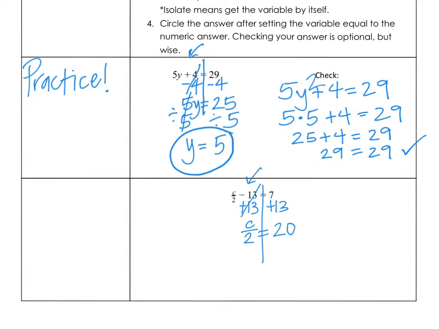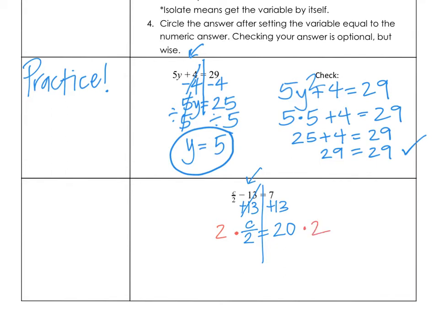Okay, now I need to isolate the variable. The variable in this equation is c, and c is being divided by 2. So in order to isolate the variable, I need to do the opposite operation. So right now it's dividing, so that means I need to multiply by 2. So I'm going to multiply by 2. Whatever I do on the left side, I have to do on the right side.